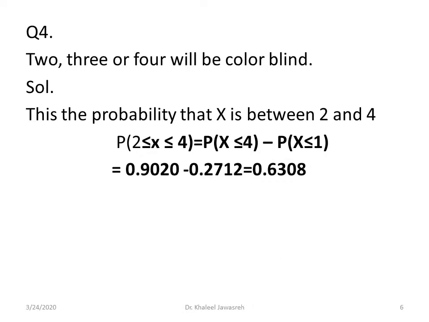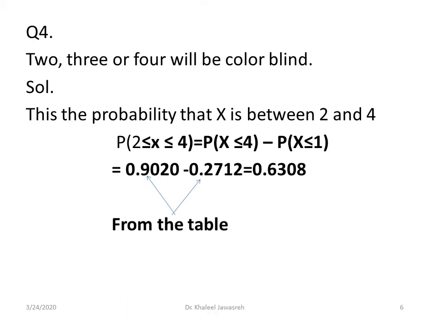Directly from the table you can find the probability. Of course, we do need to go back using the certain x numbers, the n and the probability. You go directly and find this, 0.9020 minus 0.2719, which will yield this value. Again, 0.2712 is the probability of x less than or equal to 1. All of them are from the table.